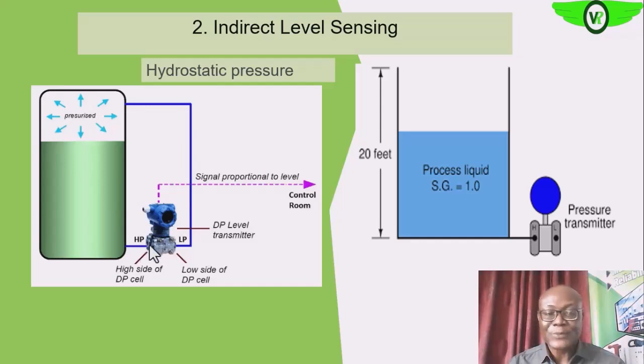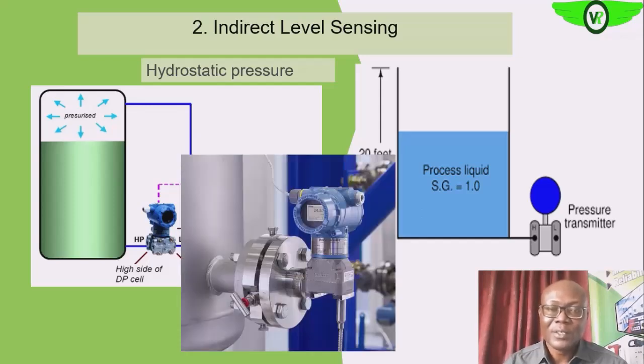So the signal that will be given off will depend on the level or height of the liquid in the vessel. That is the indirect sensing. We are using pressure to infer the level of the fluid in our vessel or in our process. So this is an example of the installation of a level gauge using a differential pressure transmitter.